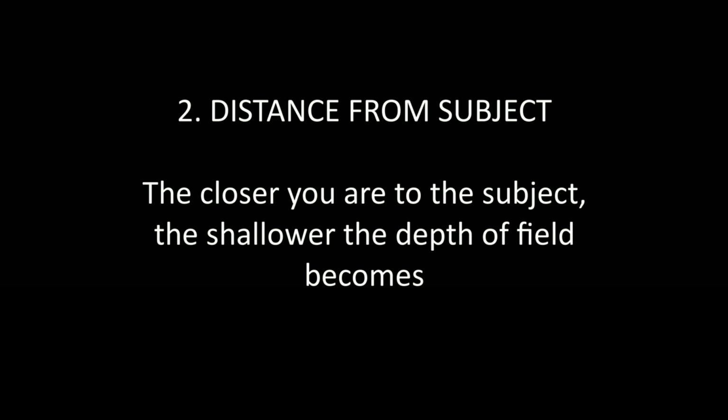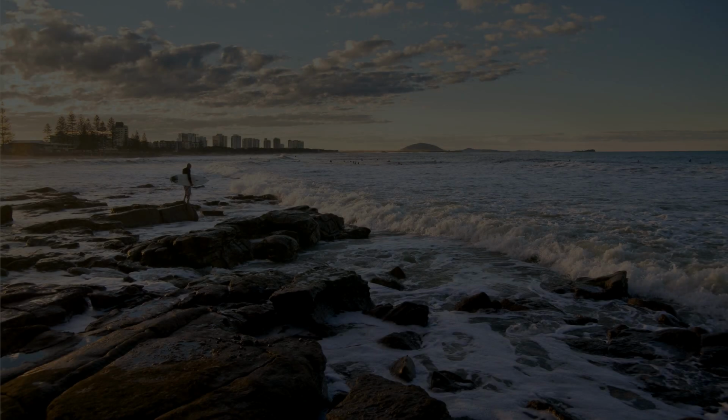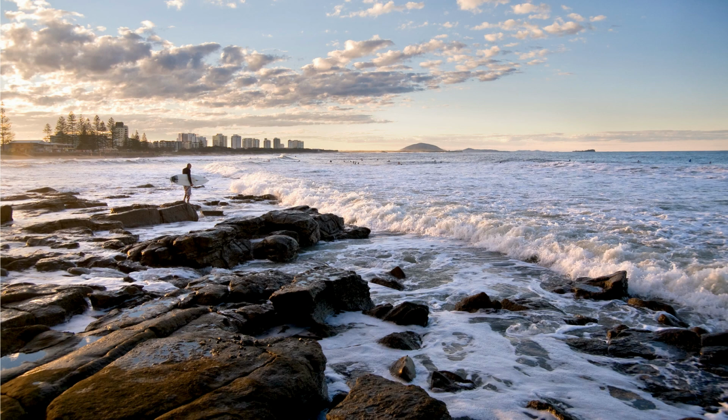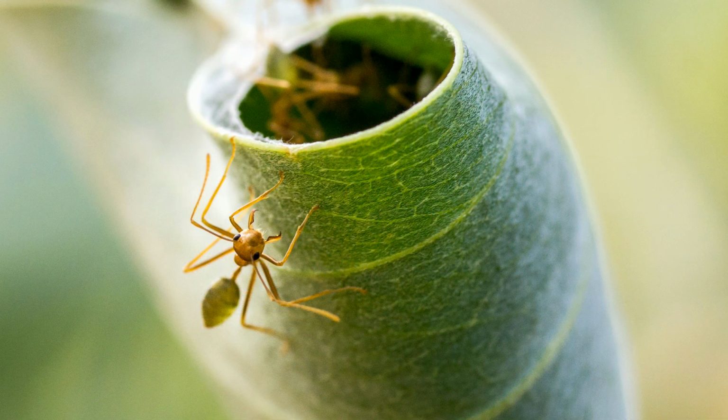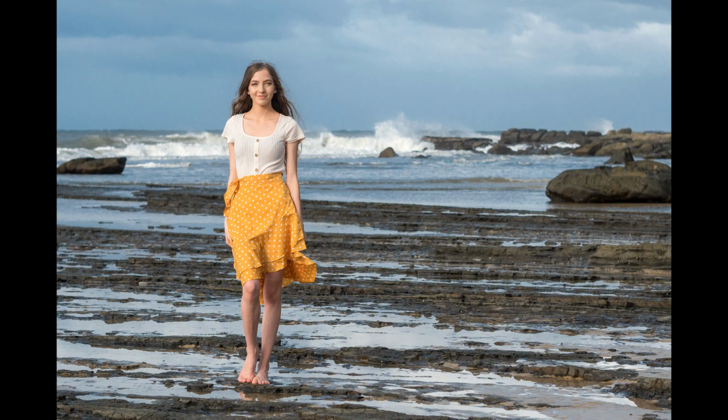Second is the distance from the subject, and the rule is the closer you get to the subject, the shallower the depth of field becomes. This is why landscape photos, where everything in the picture is a long way from the camera, tend to be sharp throughout, while photos taken at close quarters like wildlife often have those softer backgrounds. It's also one of the reasons macro photography can be so challenging. When your subject is only a few centimetres away from the camera, it can be hard to get a whole ant in focus.